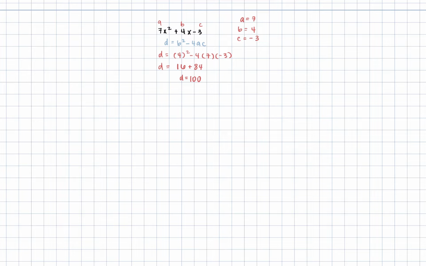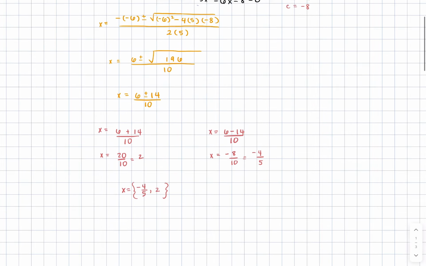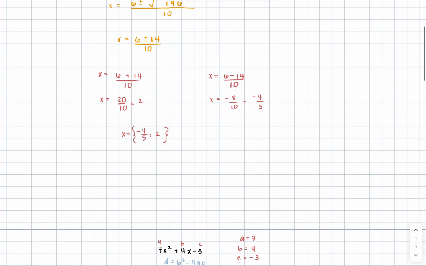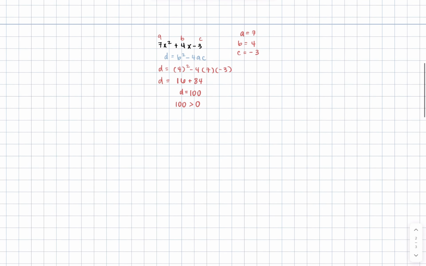And 100 is greater than 0. So since it's greater than 0, we have two real solutions. This particular quadratic has two real solutions, or two x-intercepts.